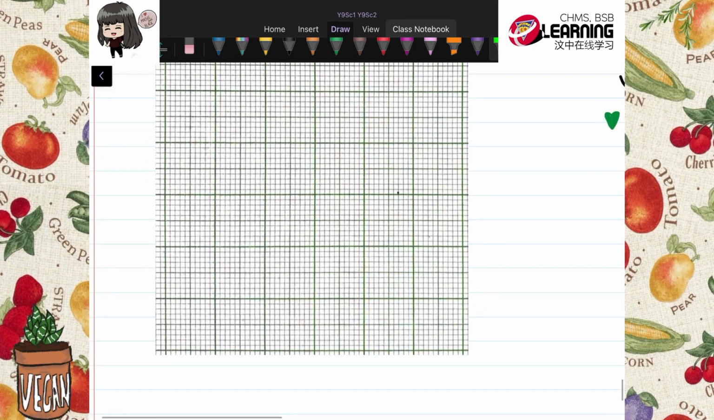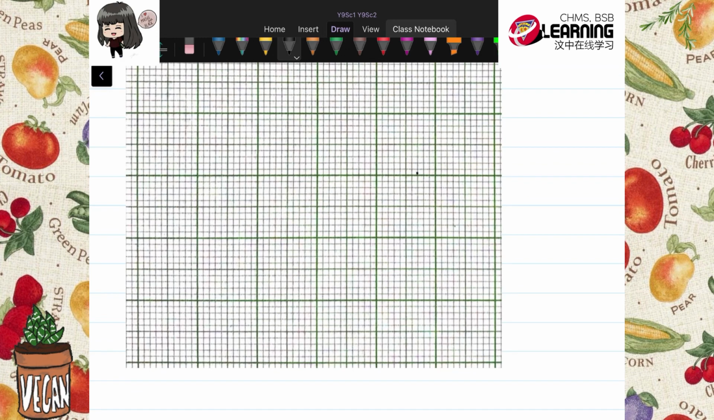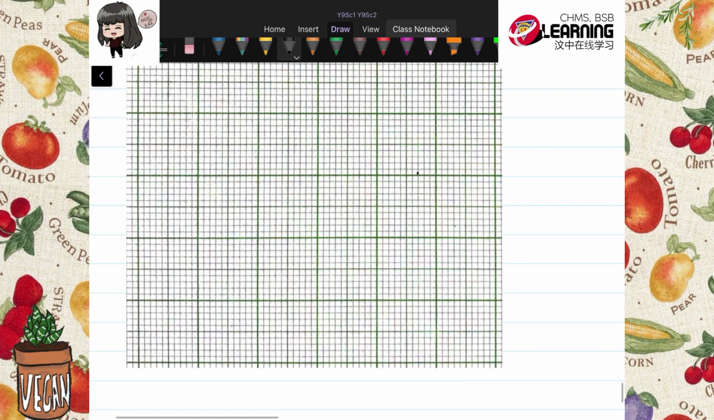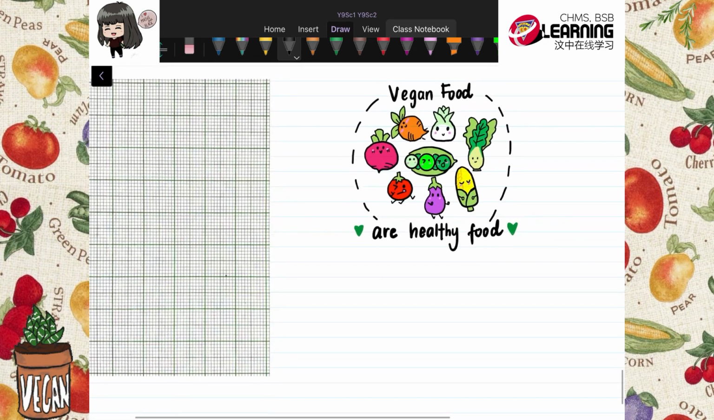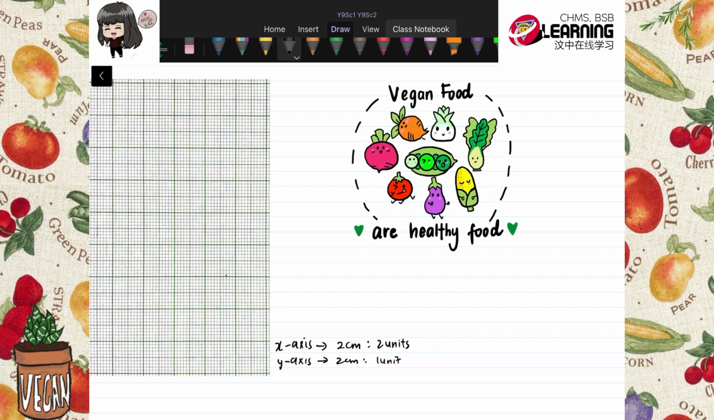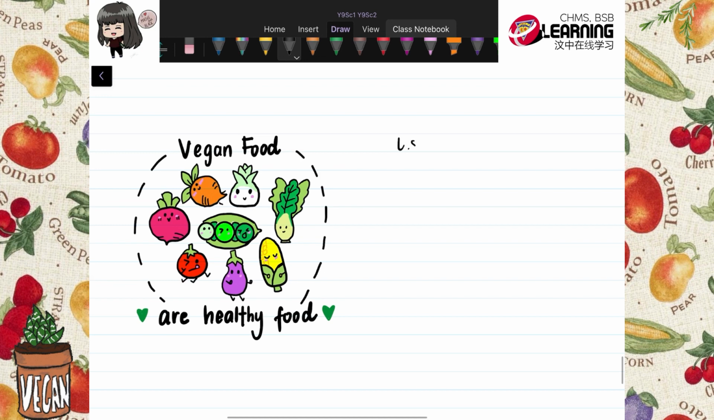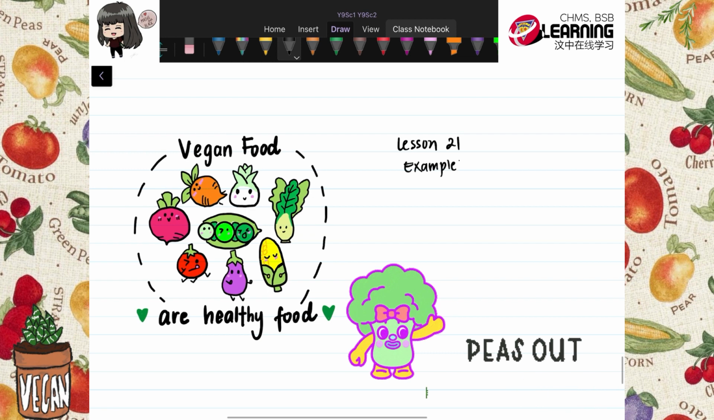Now I'm gonna give you a hint on your x-axis and y-axis. So for the x-axis, 2 cm to 2 units. For the y-axis, 2 cm to 1 unit. You can follow this. Right, that's all for lesson 21, which includes your example 3 and question number 3.